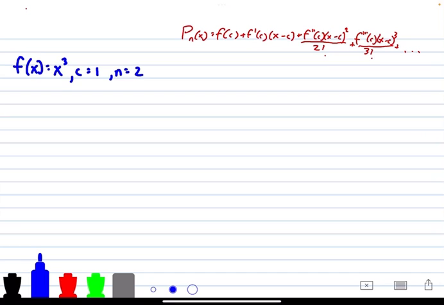But as we start the problem, we want to start with f of x is equal to x cubed. F prime of x is equal to 3x squared. That's the first derivative. F double prime of x is equal to 6x. Now, the c means it's centered at 1. So this is where we have to evaluate it.